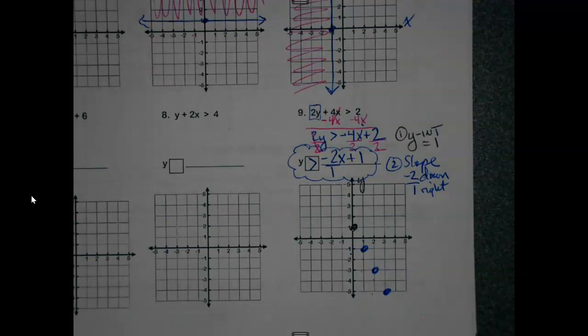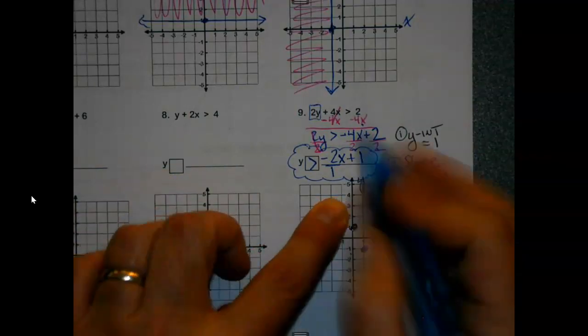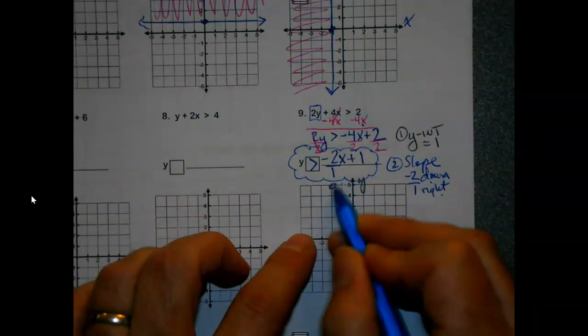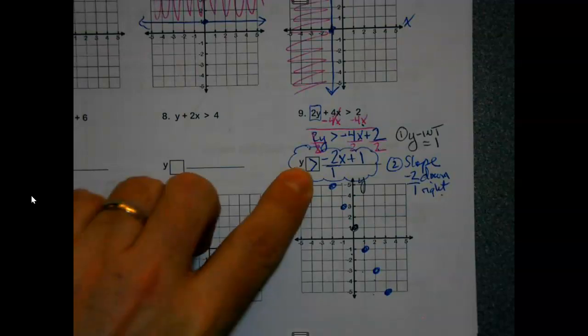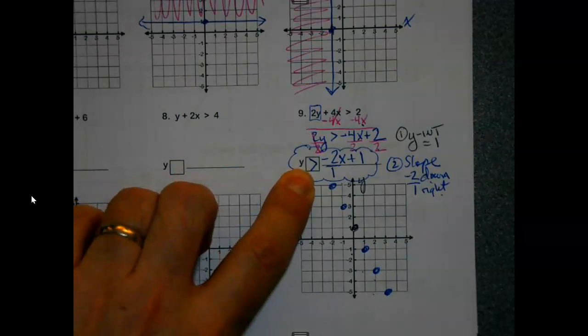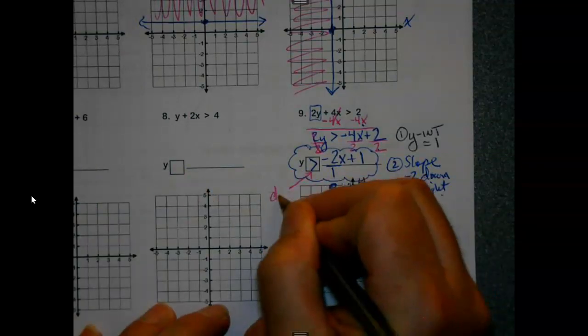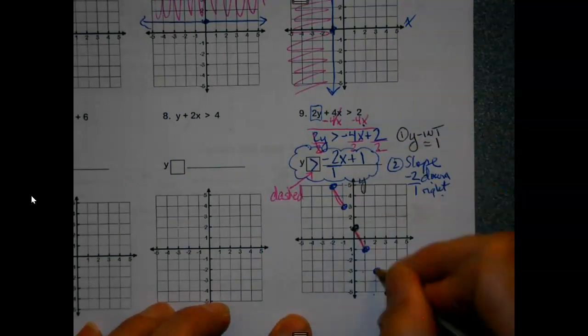But if I want to keep dotting, again, keep doing opposites. The opposite of down 2 would be up 2. The opposite of right 1 would be left 1. So up 2 and left 1 gets me set. No line underneath my arrow this time. So my line is going to be dashed, so don't connect them all.